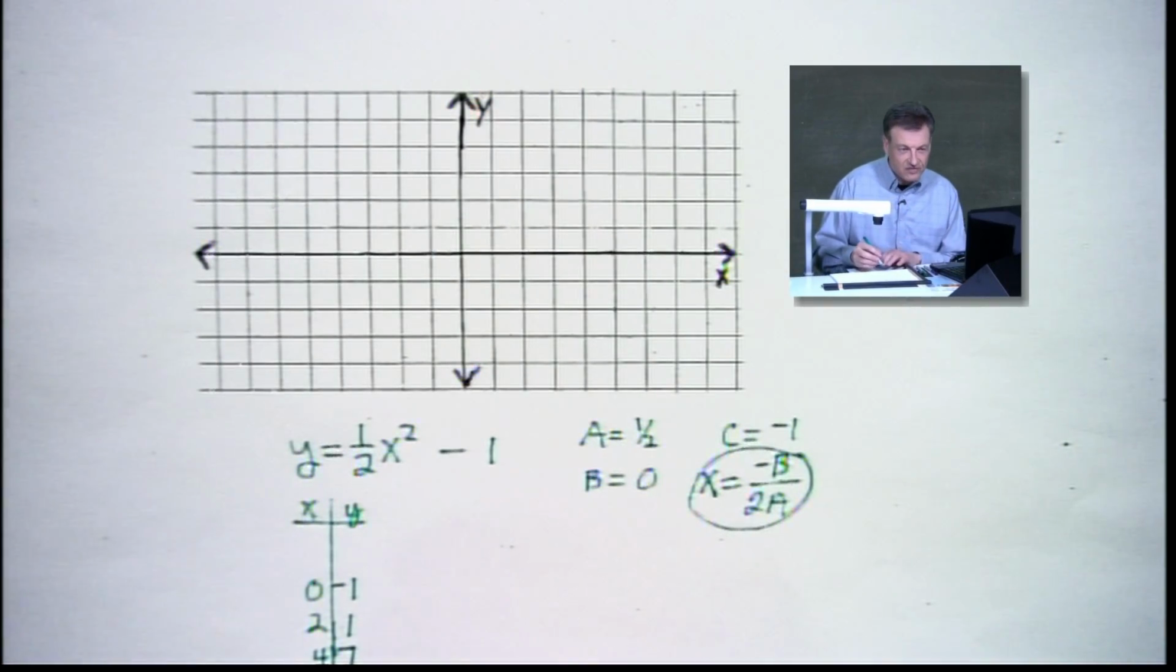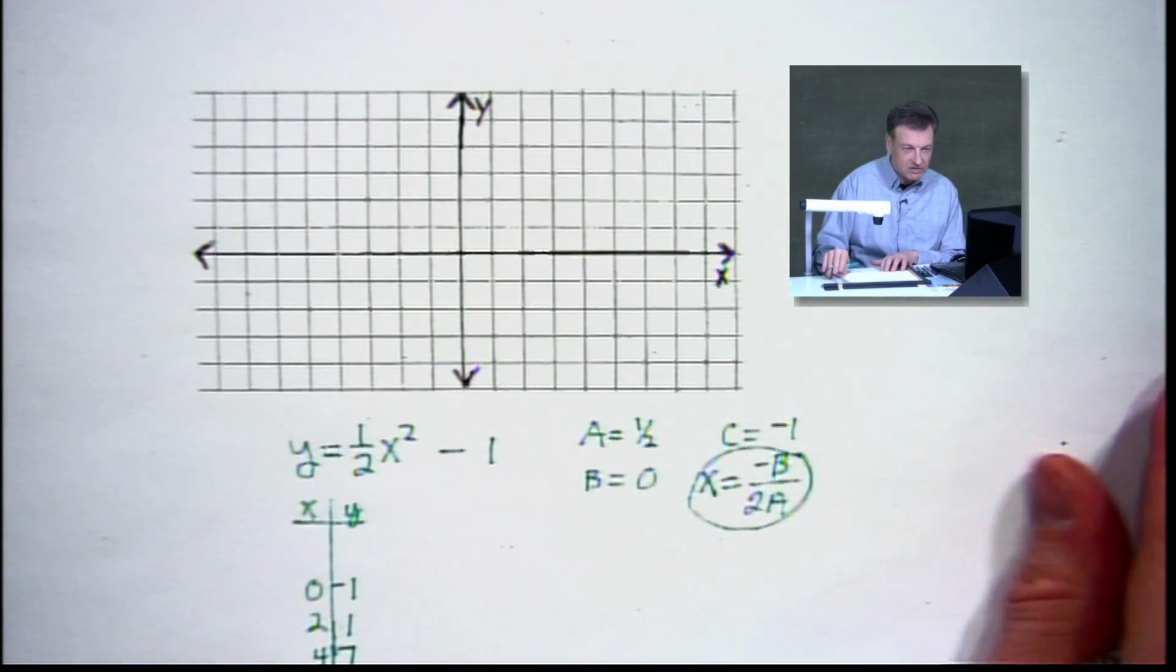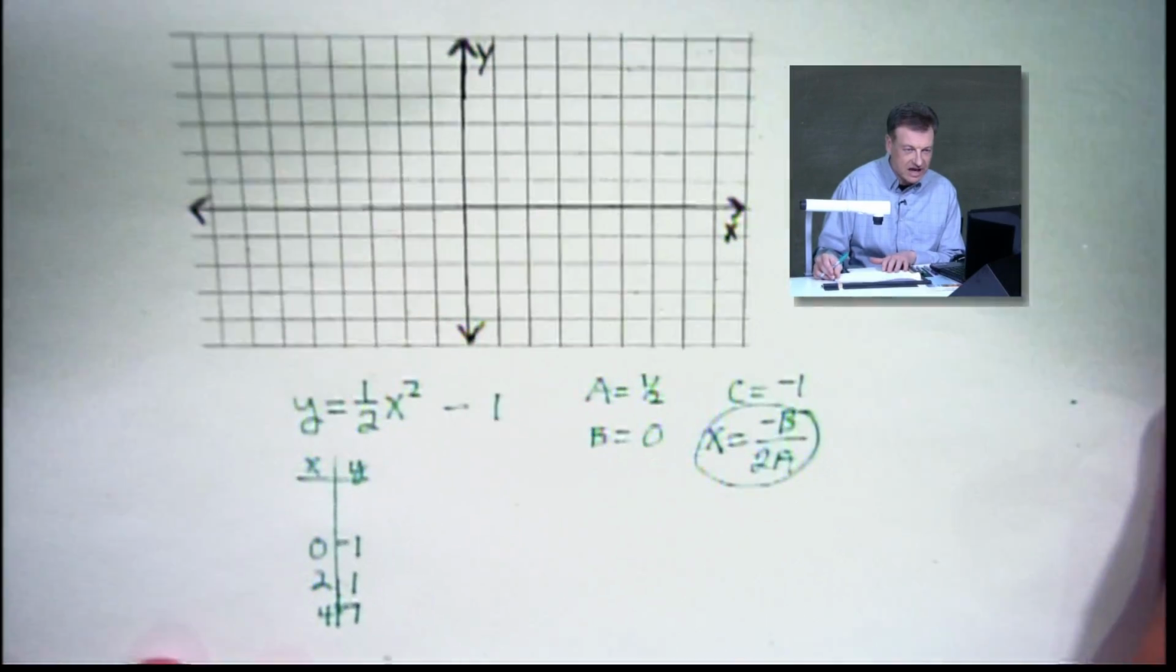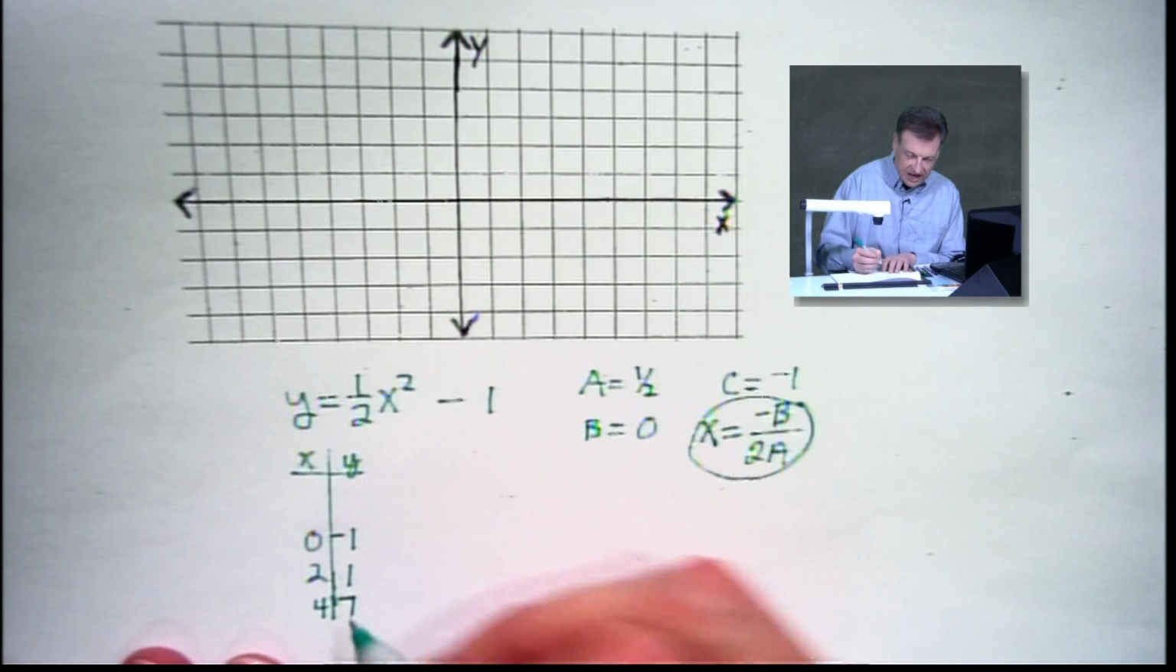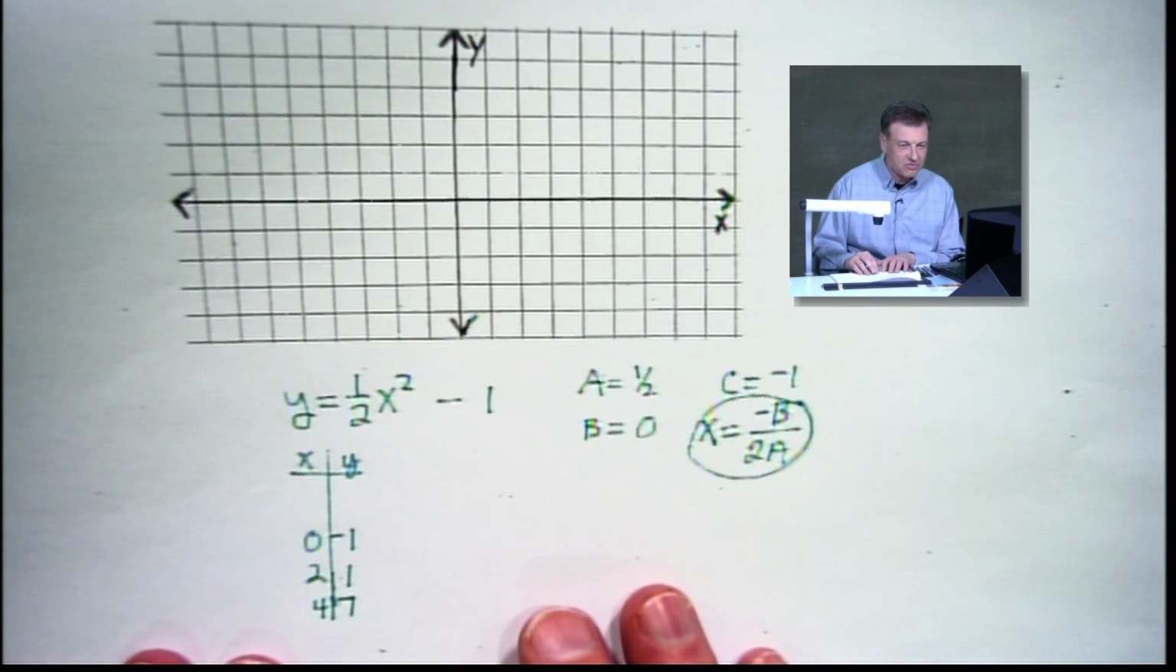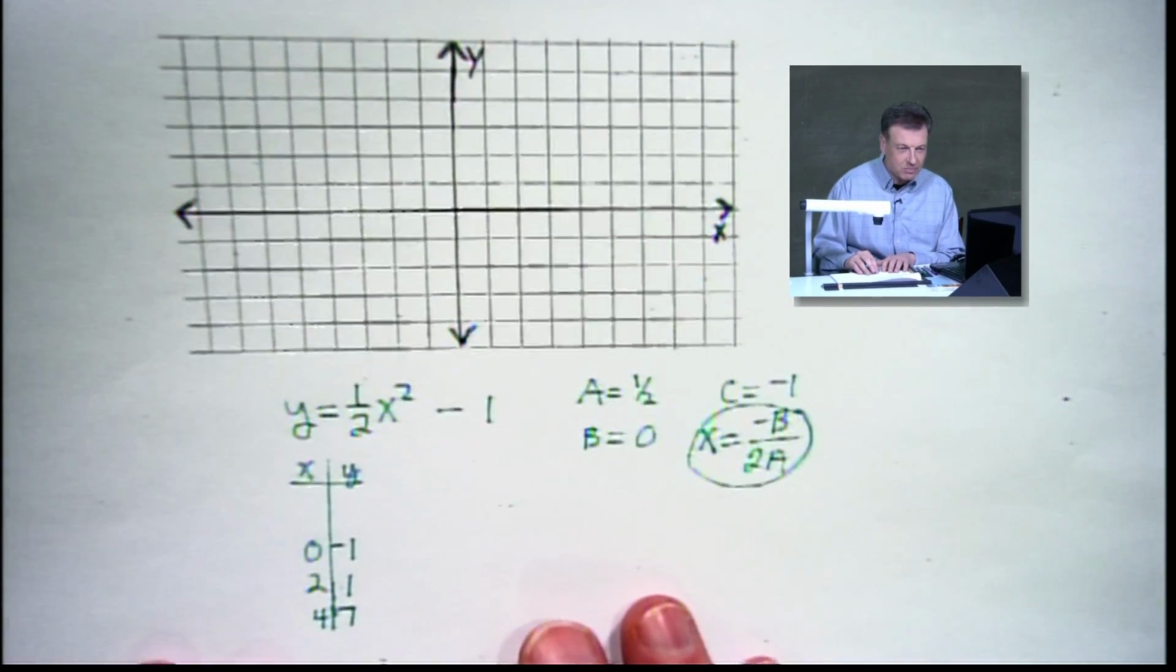We got 3 values here. Maybe we don't. I need to push it up just a little bit for you guys. There we go. All right, we got 0, 2, 4, and -1, 1, and 7. Just write those down. Remember those. Those are our values that we're going to plot here in just a second.